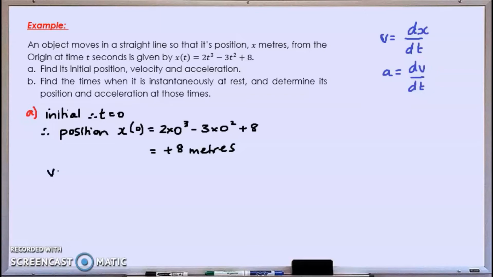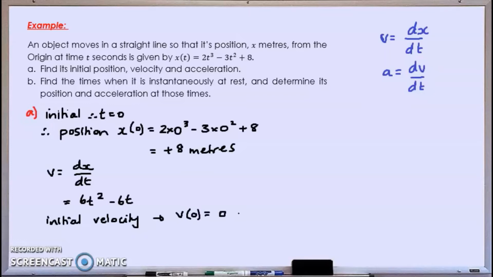Now, velocity is the derivative of the position with respect to time, and therefore when we take the derivative of this, we're going to get 6t squared minus 6t. And now we need to find out what the initial velocity is. To do that, we're going to substitute t equals 0 again. And when t equals 0, the initial velocity is 0, and the units are meters per second.